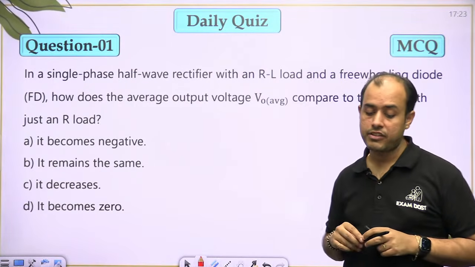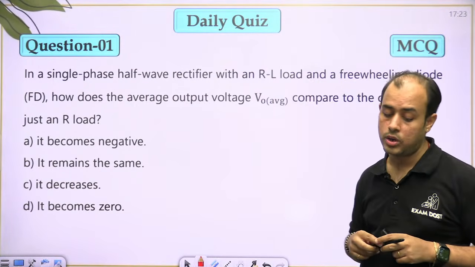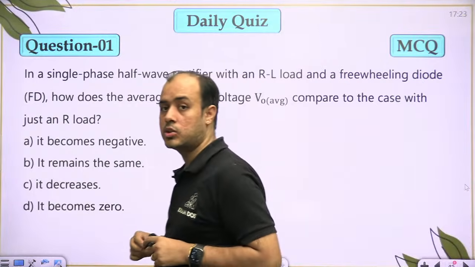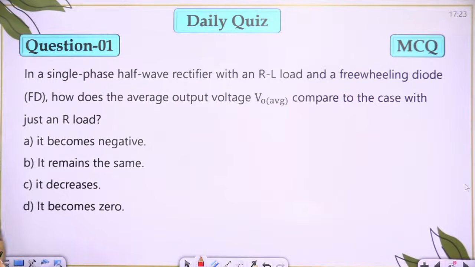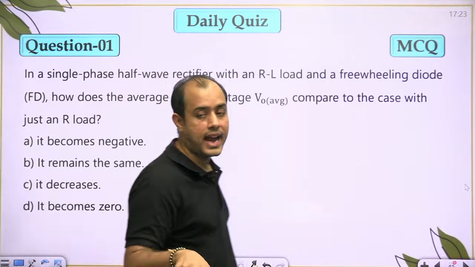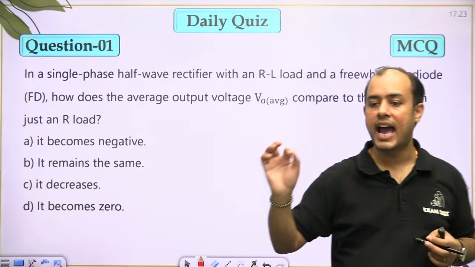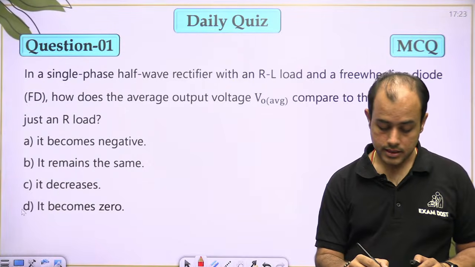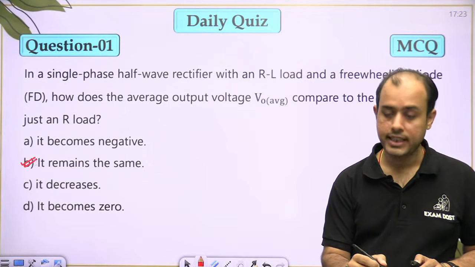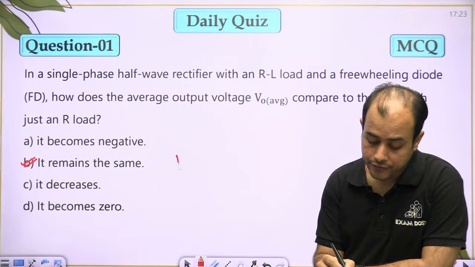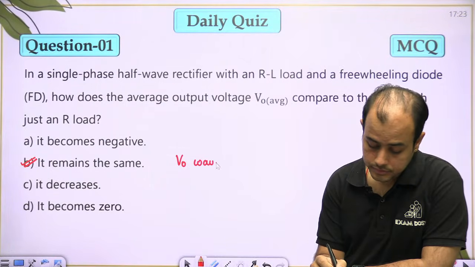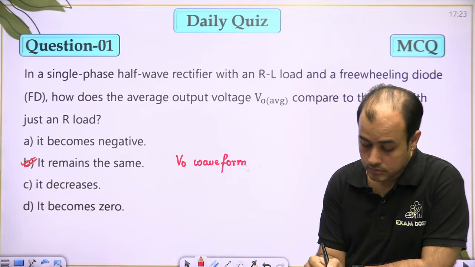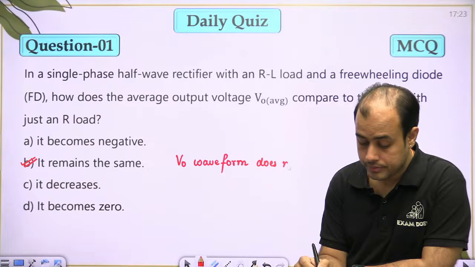In a single phase half wave rectifier with an RL load and a freewheeling diode, how does V naught average compare to the case with just an R load? RL plus freewheeling diode and R load. Compare the average output. Tell me, compare their averages. It is the same because the V naught waveform does not become negative in both the cases.